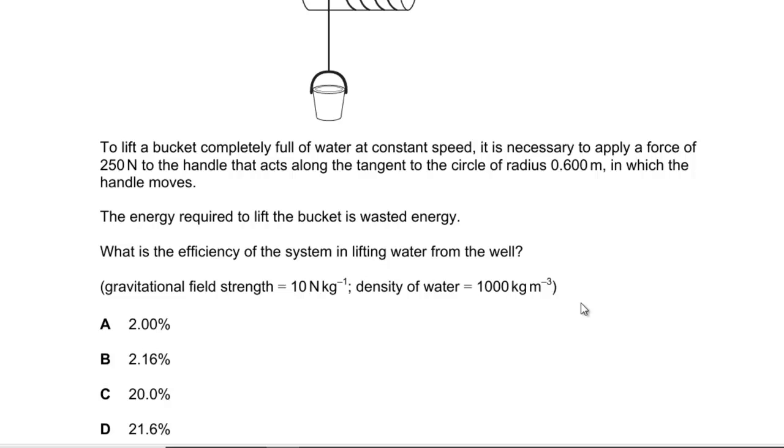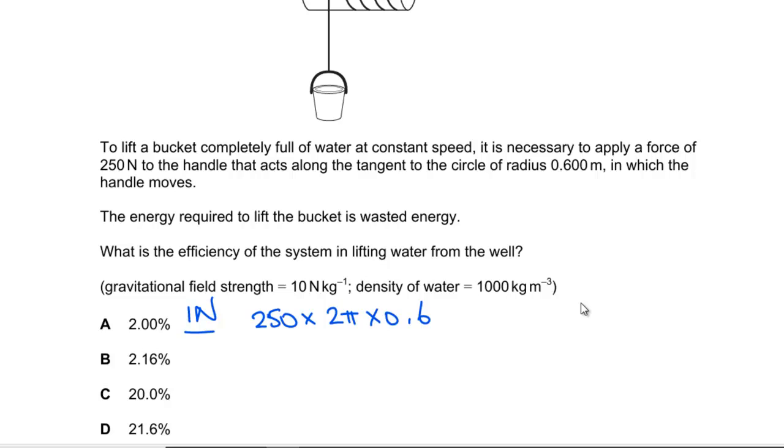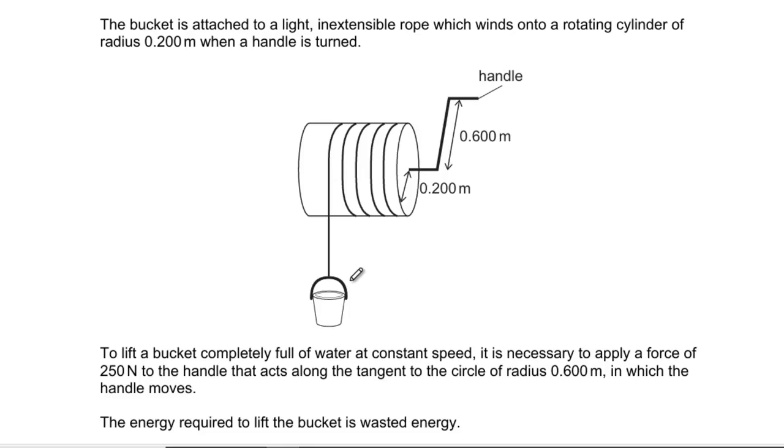Right, so if we do one rotation of the handle, so we're doing 250 newtons times 2 times pi times 0.6 meters. So that is our in. That's what we're putting in. And what we're getting that's useful out of that is we're getting a bucket load of water, which is going up by, right, 0.2 meters is the handle, not the handle, the barrel, 0.2 meters, right?